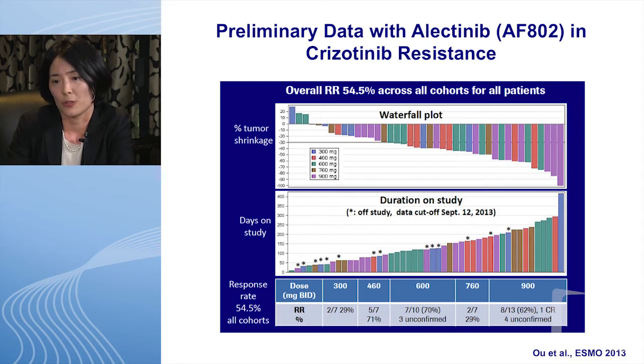This is data that Dr. Wu presented at ESMO last fall, looking at the efficacy of alectinib in patients with ALK-positive lung cancer who had previously received crizotinib. And again, similar to what we've seen with ceritinib, alectinib was associated with a fairly high response rate, about 55% in patients who had been on crizotinib before. And in the bottom part of this graph is shown the durations of response, which also are quite long. So again, more mature data on this compound will be presented at ASCO this year.